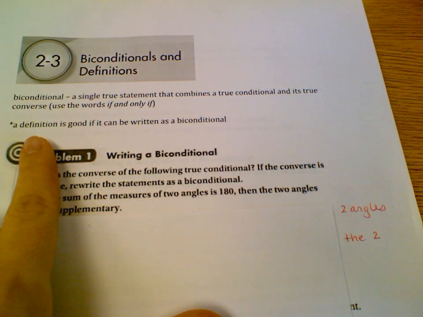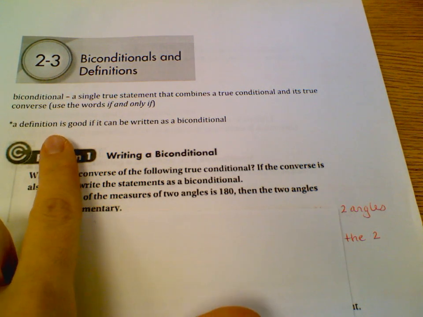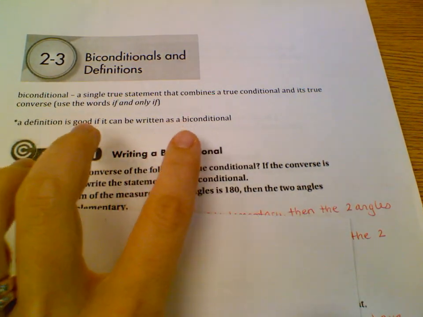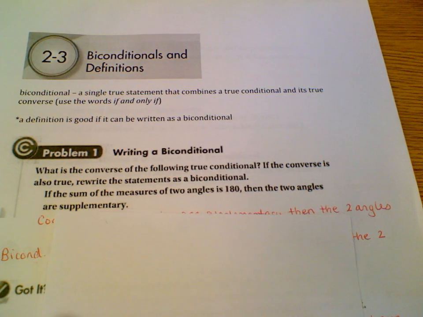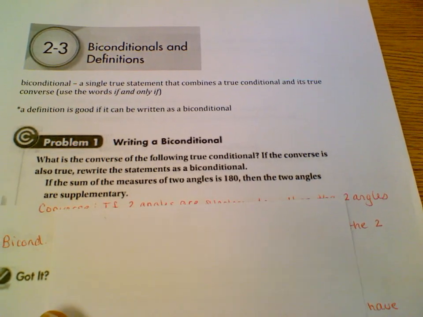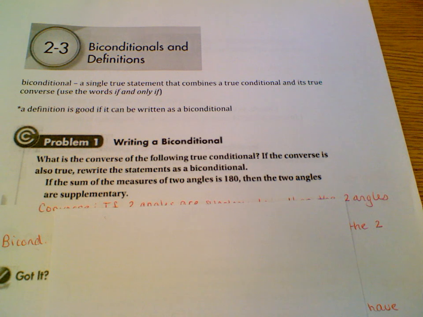The other thing that we're going to talk about is a good definition. And a good definition can be written as a biconditional. So let's look at the first example. It says, what's the converse? If the converse is true, rewrite the statements as a biconditional. If the sum of the measures of two angles is 180, then the two angles are supplementary.